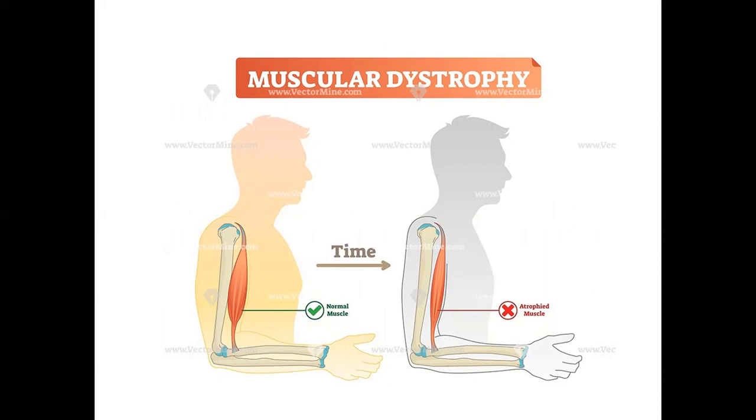And in this condition you can see that the normal muscle is healthy and thicker in size, but with the passage of time, in a person with such a disease, the muscle becomes weak, and therefore muscular strength decreases with the passage of time.